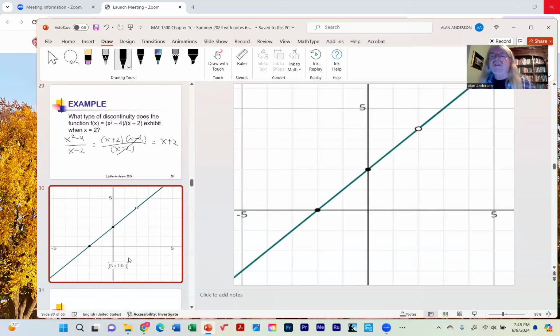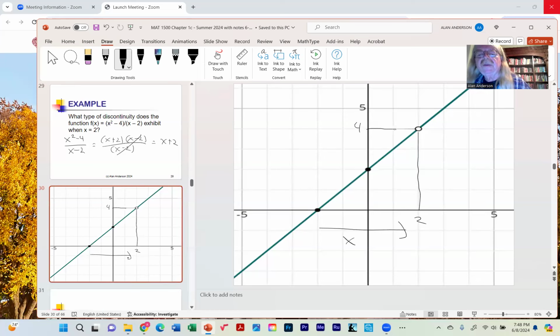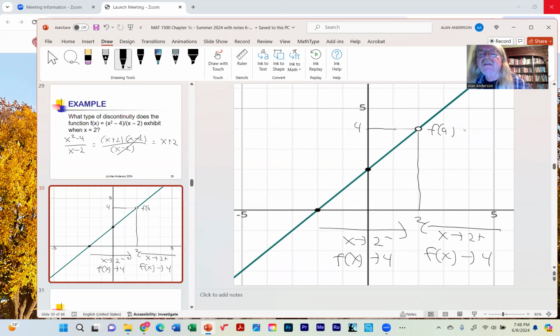But the function is converging to the same point from both sides. So here's 4, and here's 2. And again, as x approaches from the left, the function is approaching 4. As we approach from the right, the function converges to 4, or approaches 4. So f of a does not exist, but the limit does exist.